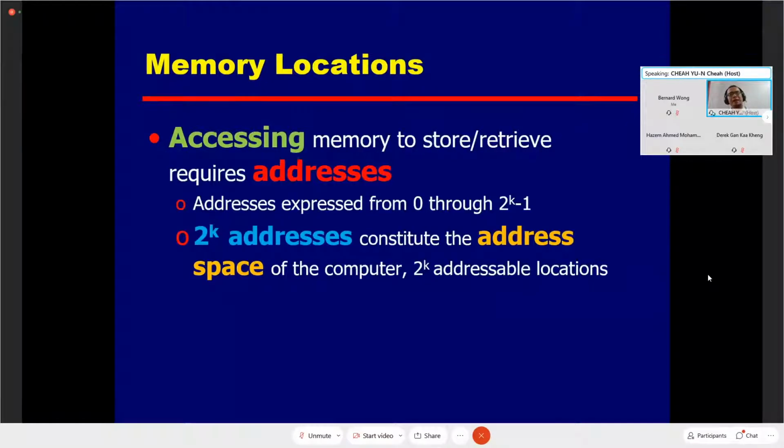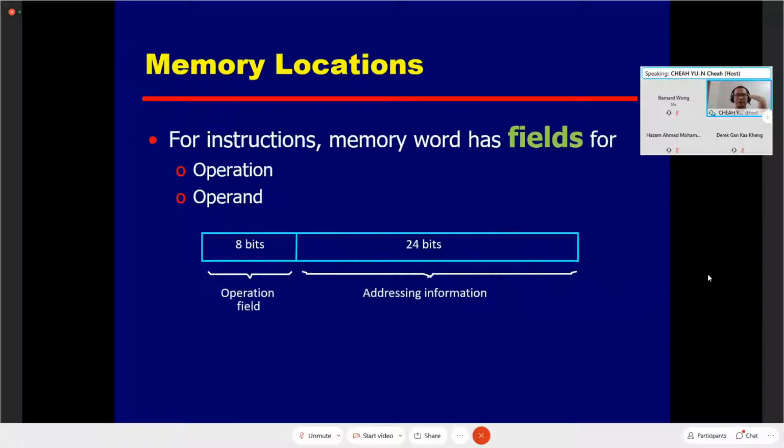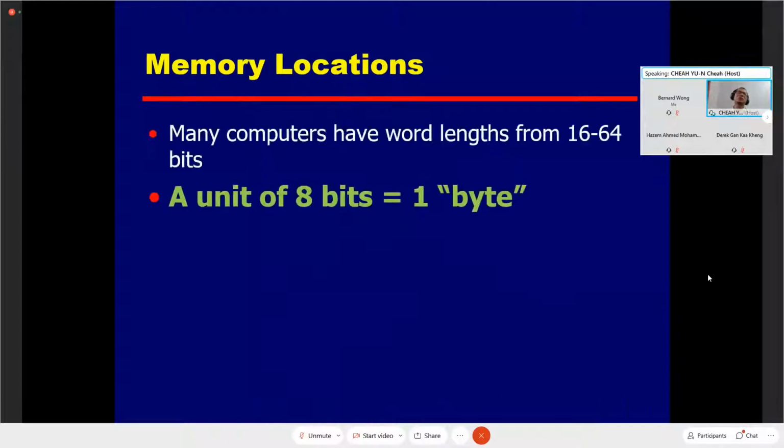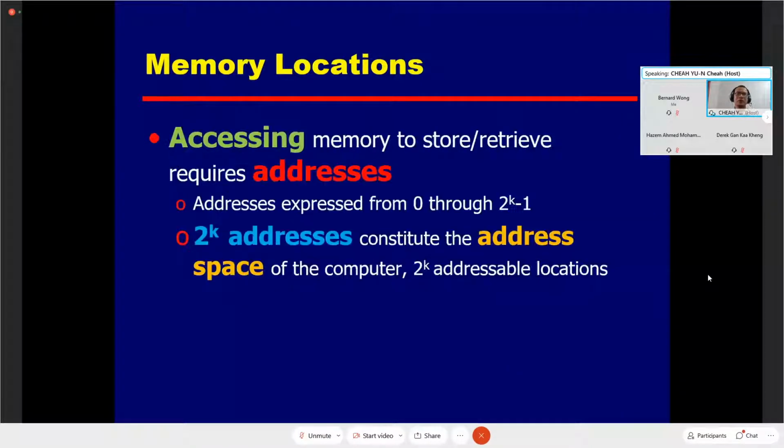So in order to access the location, for example this one, if you want to access the first word or the second word, you need to have an address. This is also useful for your tutorial for those who are in tutorial D. To access the 128 locations, we need an address. So to access the memory, we need to have an address.